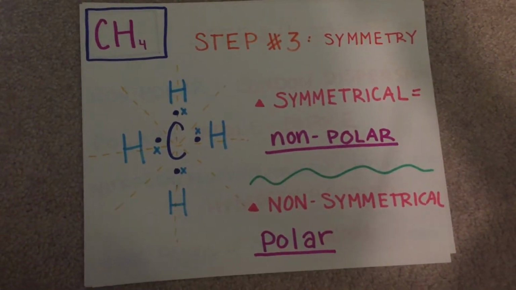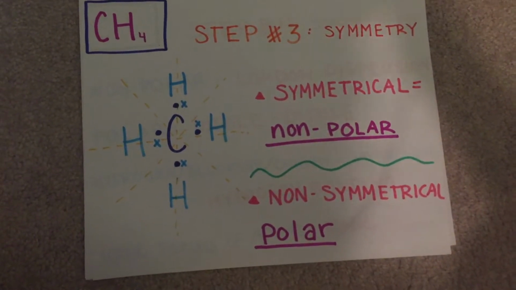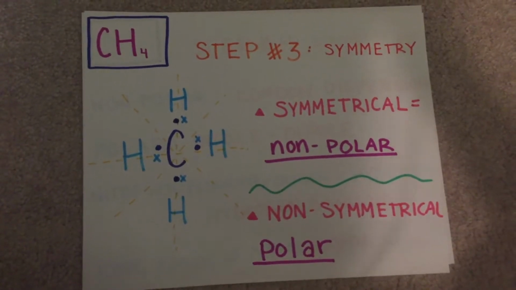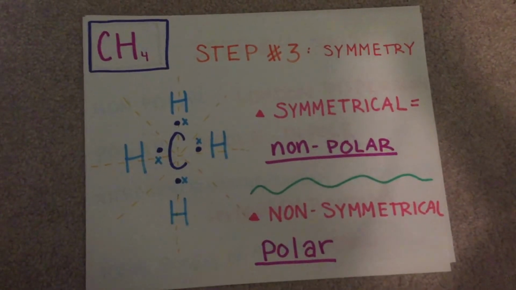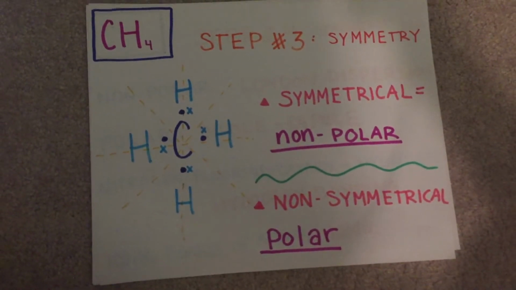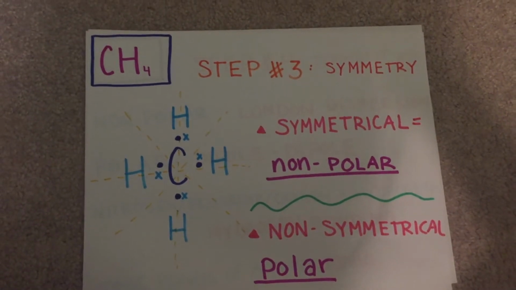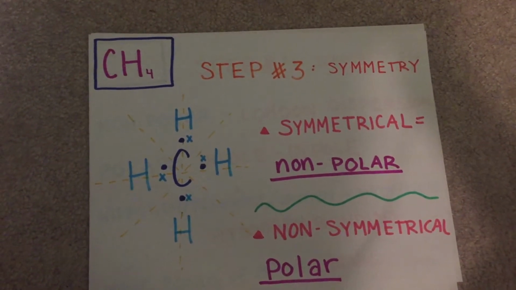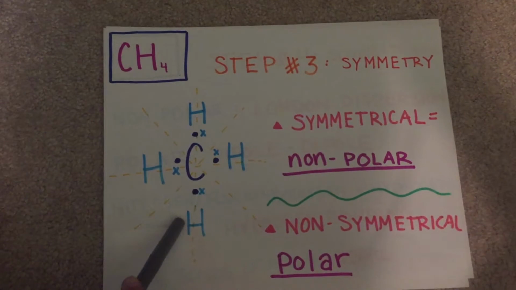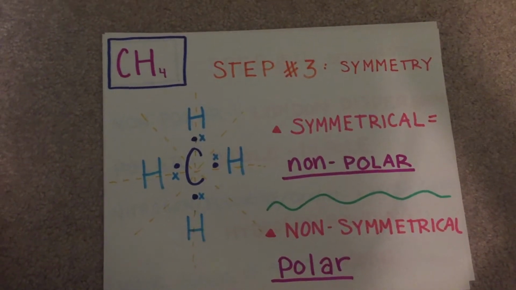A further side note, if the molecule has a bent or pyramidal shape, it can never be symmetrical. However, if it is linear or tetrahedral, those shapes are usually symmetrical, but in some cases cannot be. So you just always have to reference back to your Lewis dot structure and visualize these lines to see if it's the same on both sides.